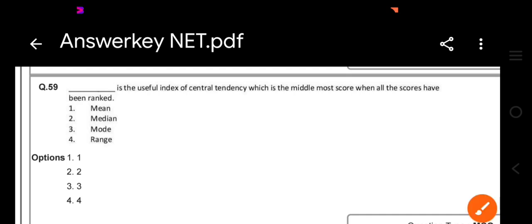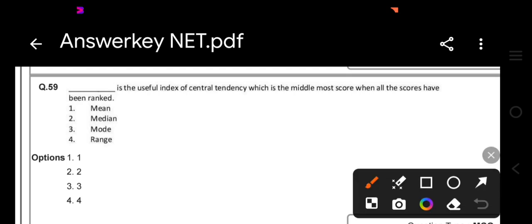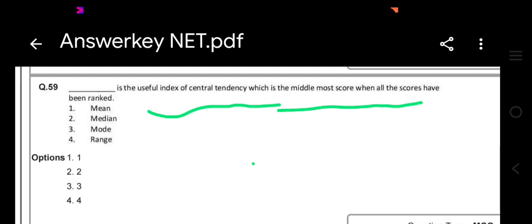Now I'm going to discuss the questions directly. The first thing is that the questions being asked are related to psychological tests, particularly in the context of validity and reliability. The question asks what is the useful index of central tendency, which is the middlemost score when all the scores have been ranked. It is already discussed in the previous one, so I'm just jumping into the new question.